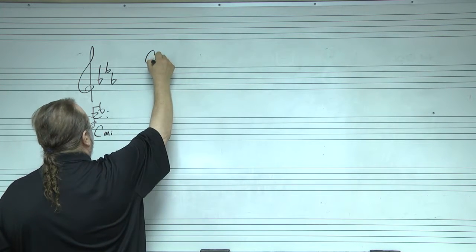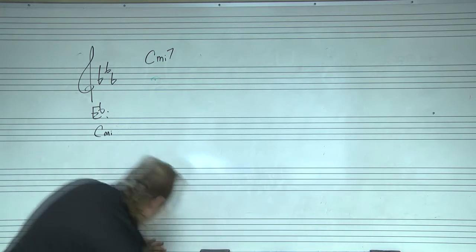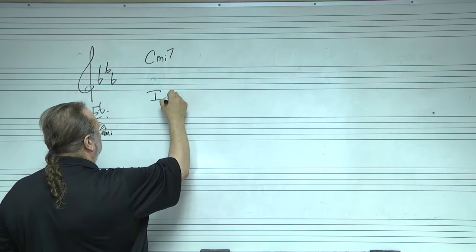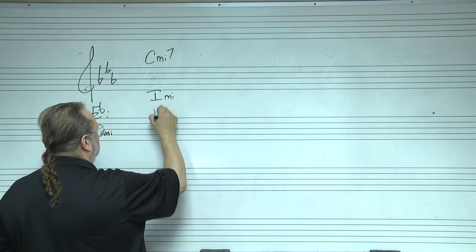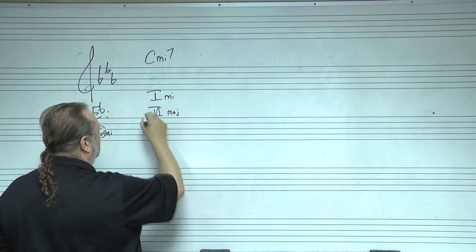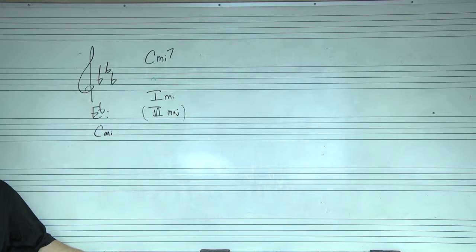So you got a C minor 7. There's your one chord, C minor, and that's your sixth chord in major, right? What's the next chord? F minor 7, okay. So in the key of E-flat major, what's your F? 2. So it's a 2 in major, so what is it in C minor? 4.